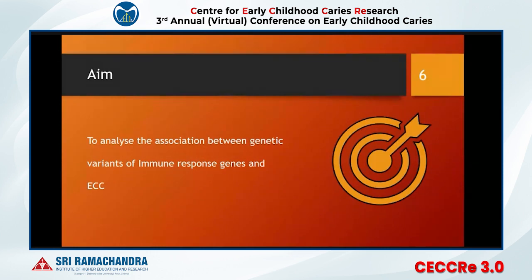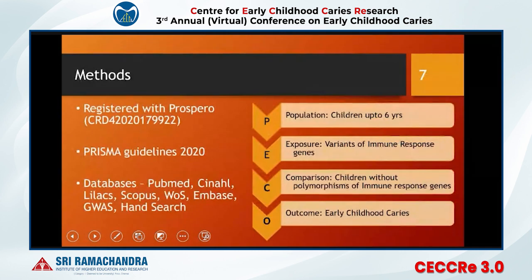Hence, the aim of this systematic review was to analyze the association between genetic variants of immune response genes and early childhood caries. This systematic review was registered with Prospero and was conducted as per the PICO framework. P for population, that is children up to 6 years of age. E for exposure, that is variants of immune response genes. C for comparison, comparing it to children without the polymorphisms of these genes. And O being the outcome, that is early childhood caries.